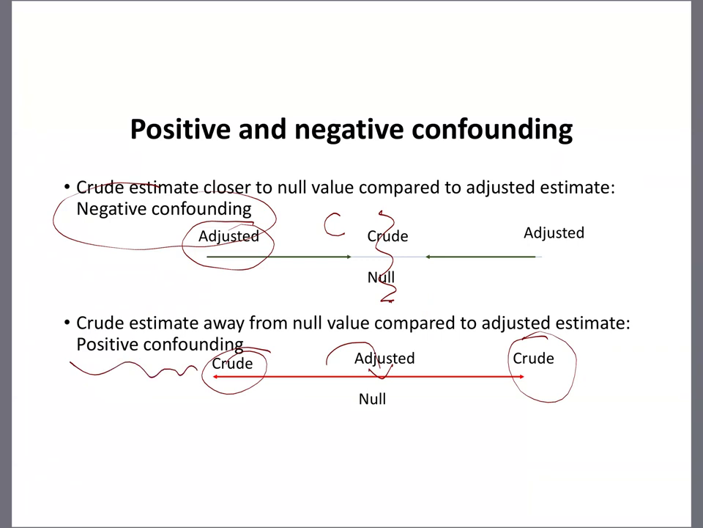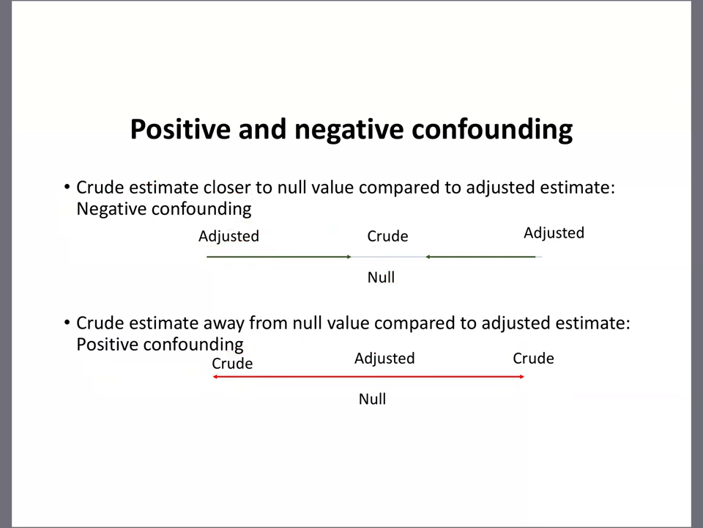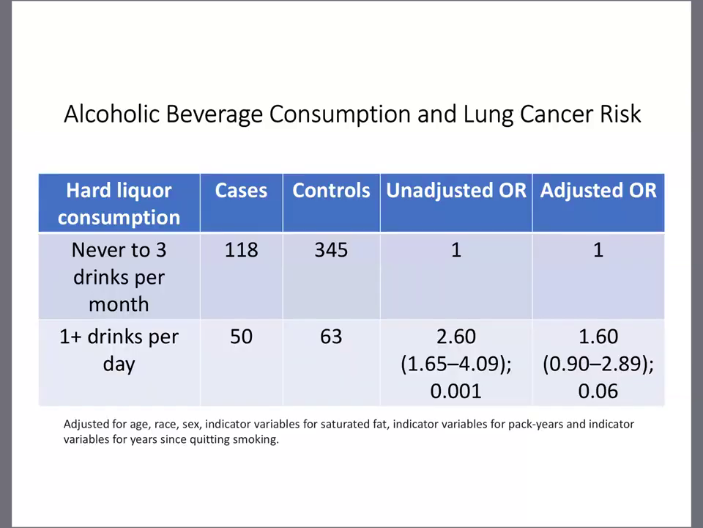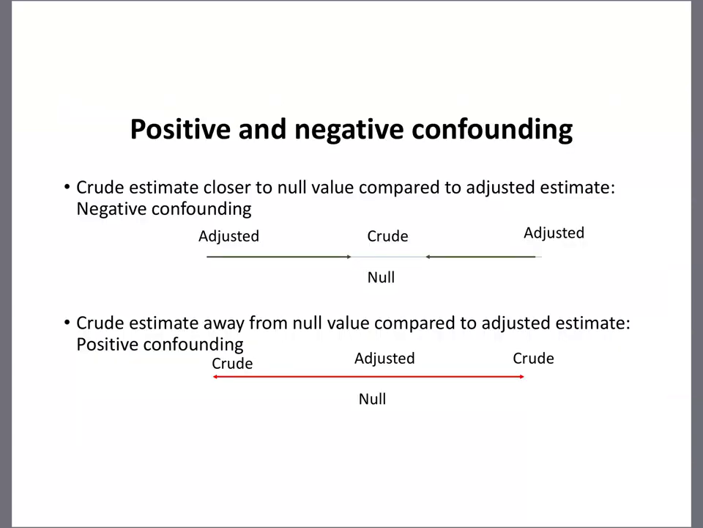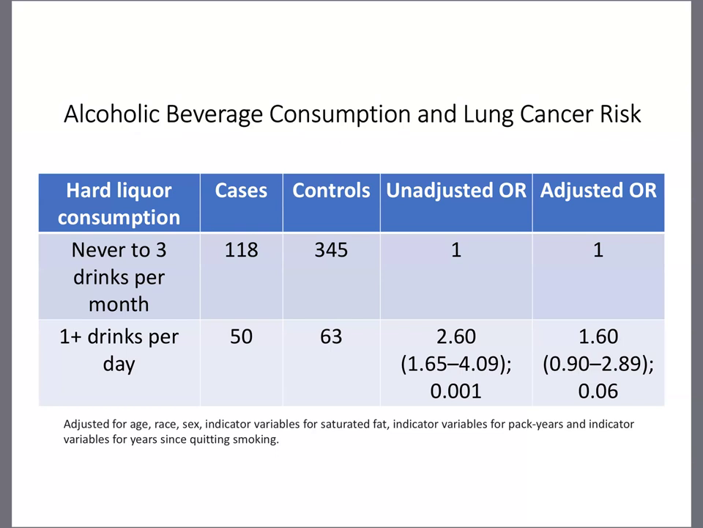So what did Anjana tell us about this crude and your adjusted? So Anjana, can you explain now? You have the null value. Where was your crude? Positive, away from the null, crude is, and adjusted is near the null. So what kind of confounding is this? Positive. Yes. So you were right. You said positive, no?